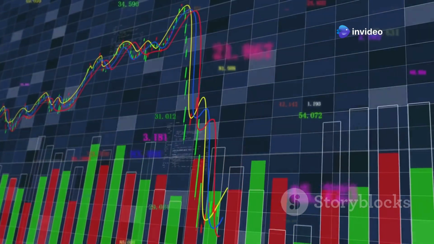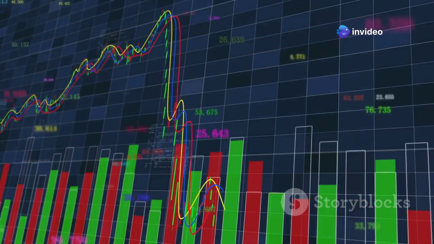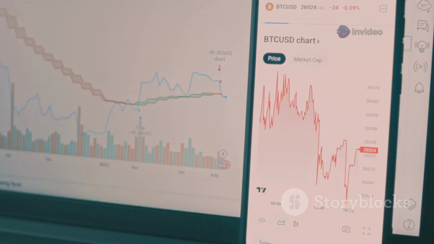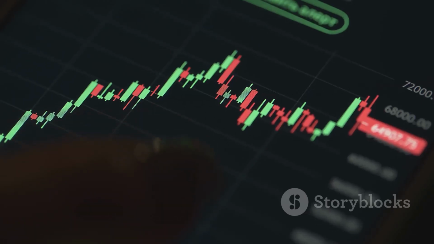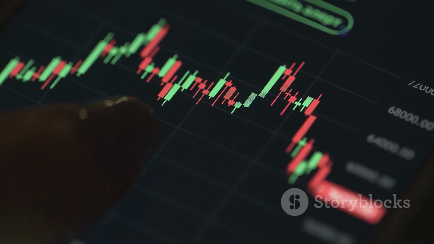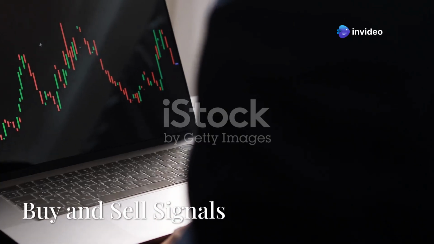When prices move sharply up or down, volatility increases, and the bands expand. When price movement slows, volatility decreases, and the bands contract. This behavior helps traders identify periods of consolidation or imminent breakout.